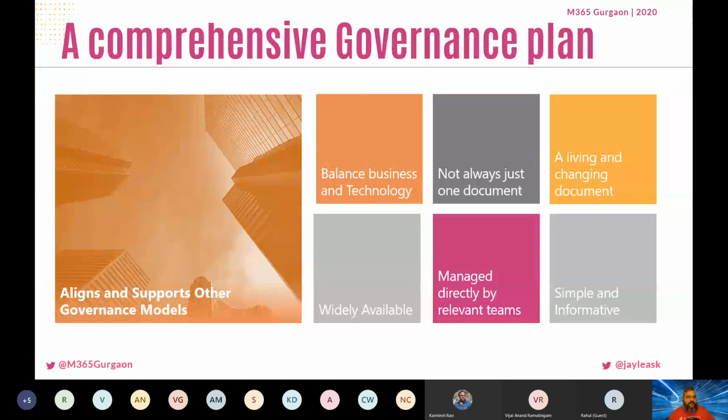I mentioned that a comprehensive governance plan provides definition. It balances the business need with the technological capability. It must be as simple as is appropriate so that it is informative. If you hand somebody a 100-page governance plan, you better be prepared for them to gloss over and not pay attention. And you also have to understand that it is a living document. It is something that people have to have access to and be able to change as the organization changes.